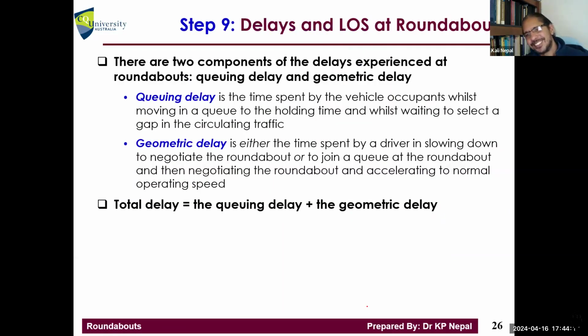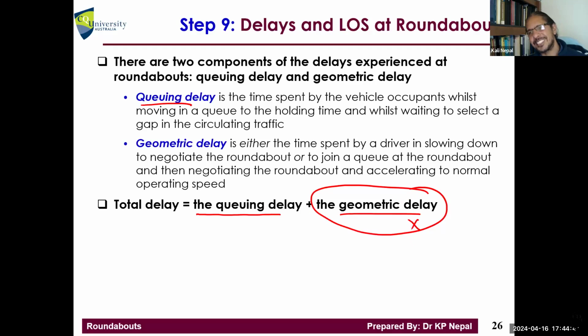Okay, now we need to calculate. There are 2 types of delays at a roundabout. One is queuing delay, when the vehicles queue up to get into the roundabout. Another is geometric delay, when because you need to circulate, you need to travel a lot of distance in the roundabout, then the straight turning. So that's also another delay. So total delay includes queuing delay plus geometric delay. But geometric delay is usually constant, so we are not that much interested. So we are interested in the queuing delay. You calculate queuing delay to specify the level of service.